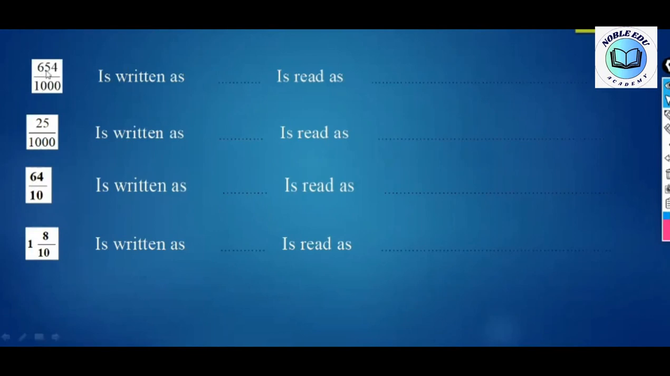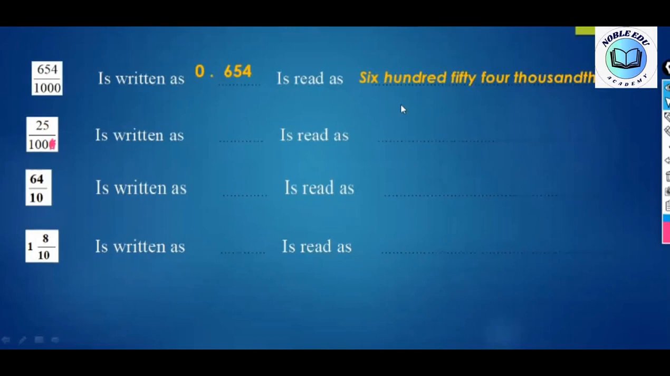Now I have 654 over 1000. So what about the decimal point? How many places? 3, because I have 3 zeros down. So write 654, and after this count 1, 2, 3 and put the point, because there are 3 zeros. Point here, and you don't have a whole number, so put 0. Now I want to read the number. Read as 3 digits, 654. And the place value of the 4 is thousandths, so 654 thousandths.